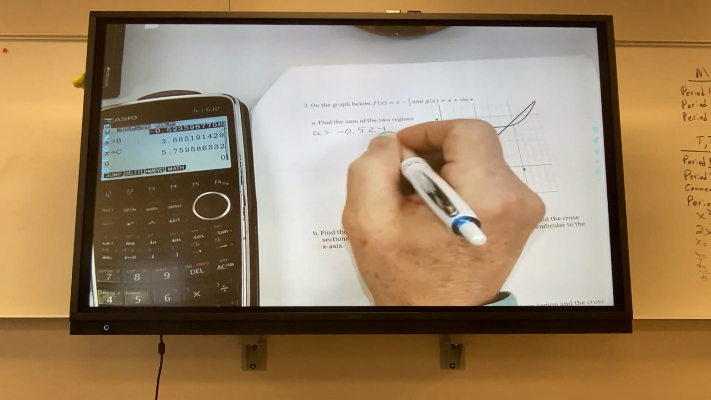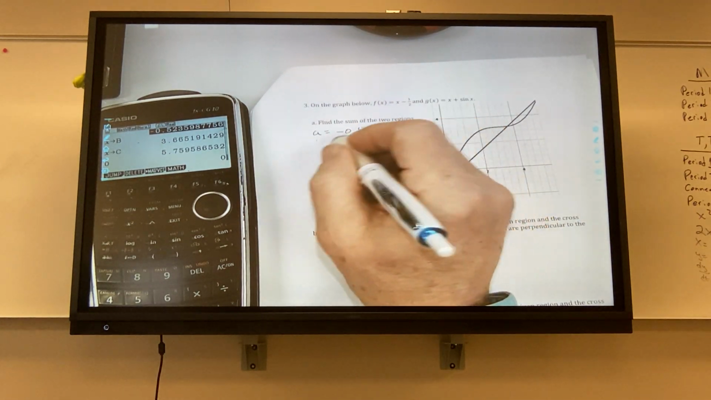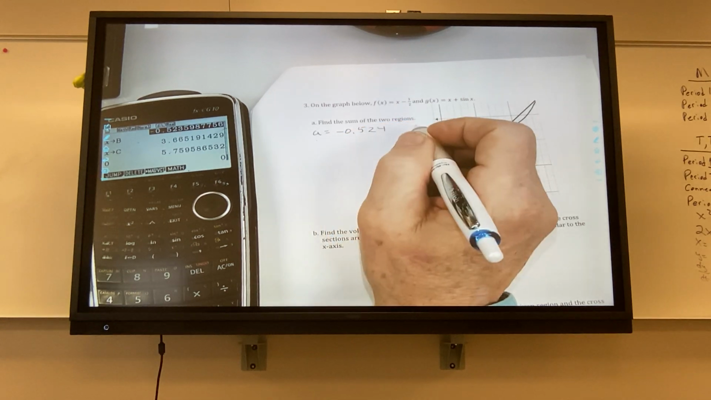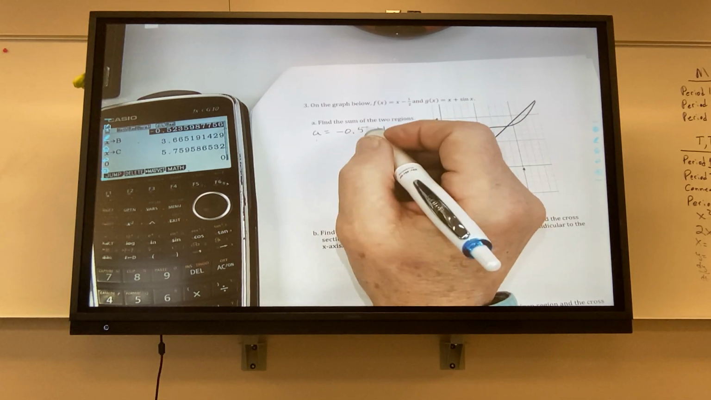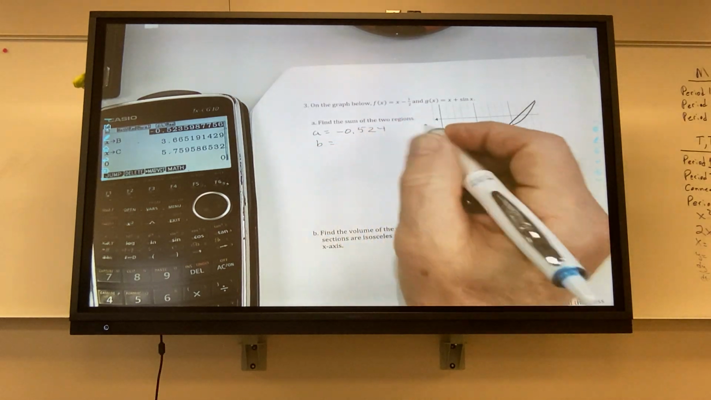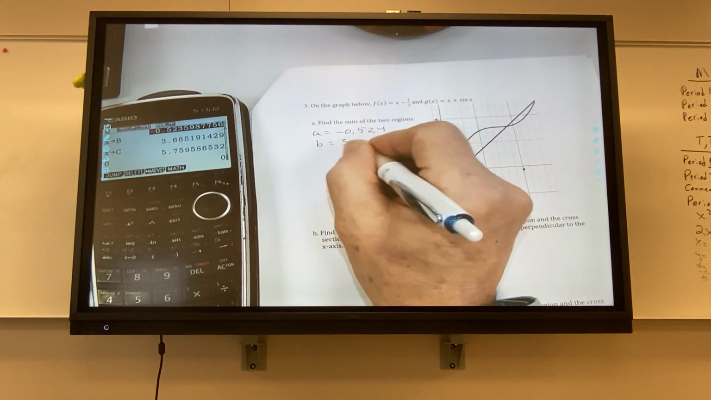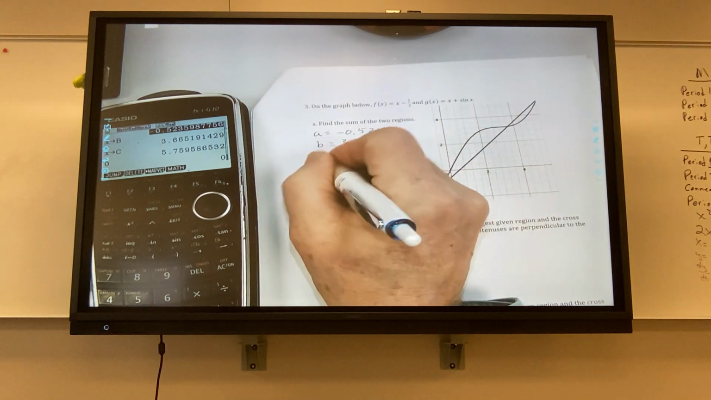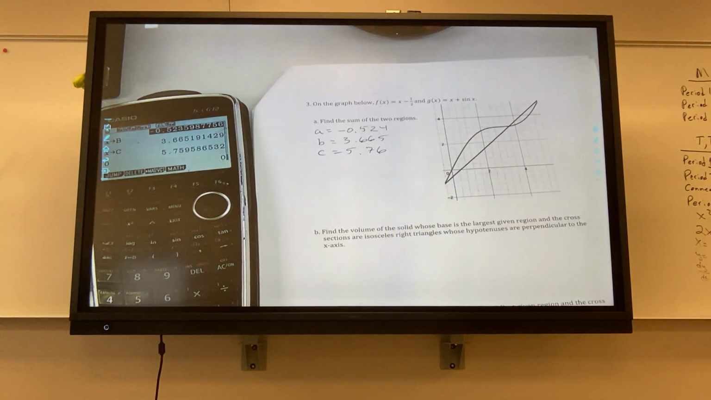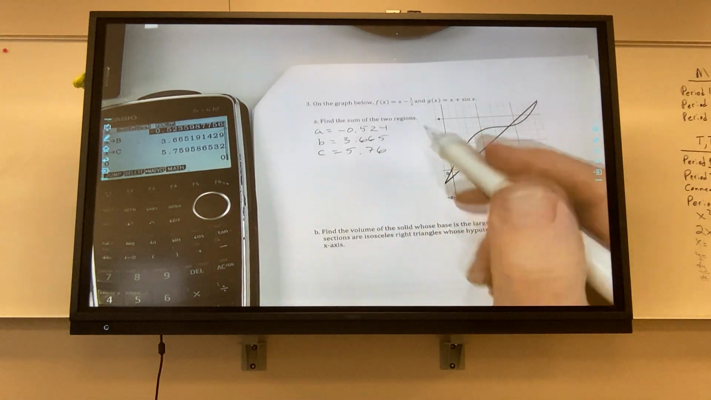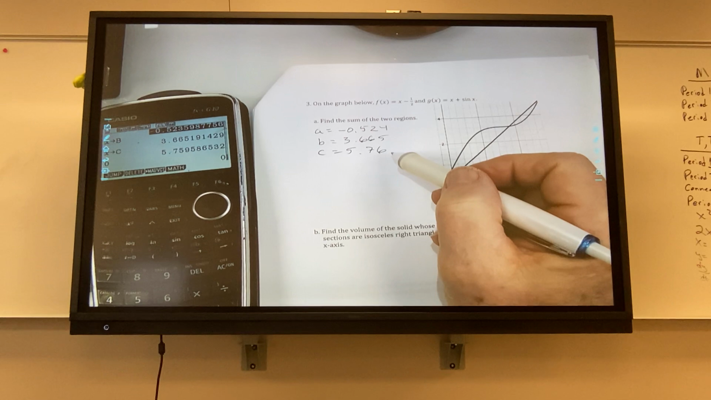But I don't want to use that number. I want to use the numbers that I actually stored because it'll give me a more accurate answer. You don't want to round prior. You want to round it at the end. And so I'm going to say B is this. And I'm going to say C is this. Okay, so I rounded, and they will accept that.